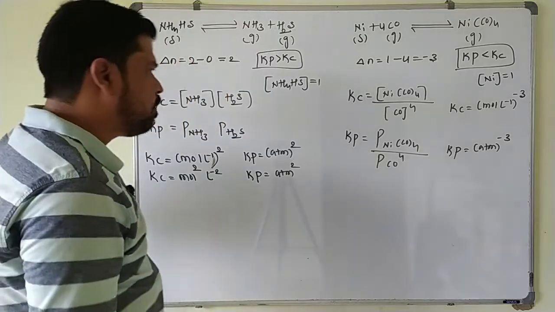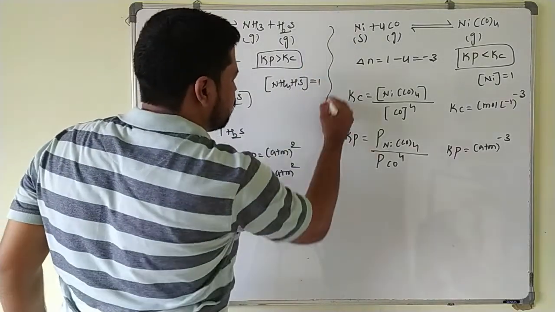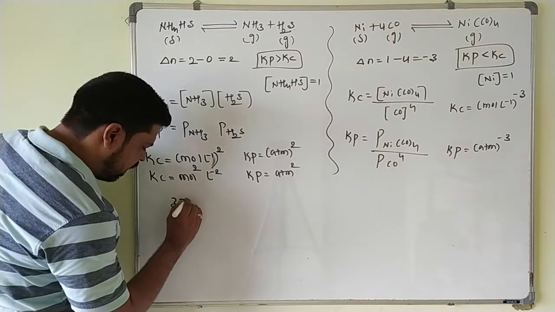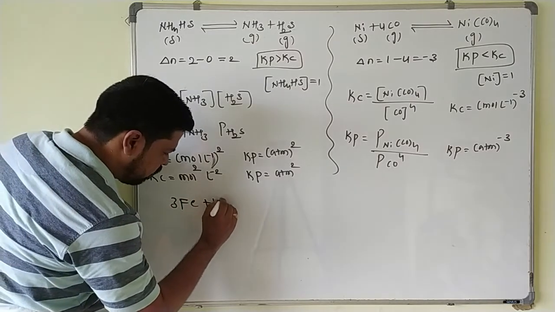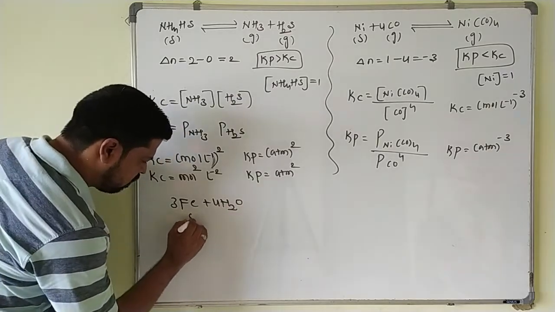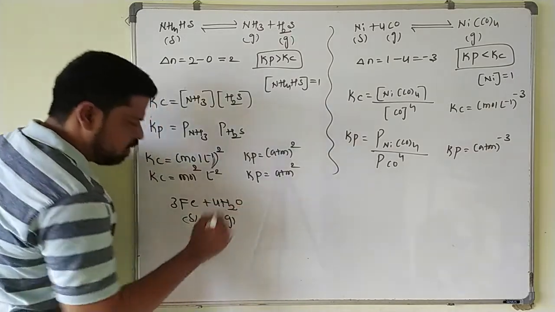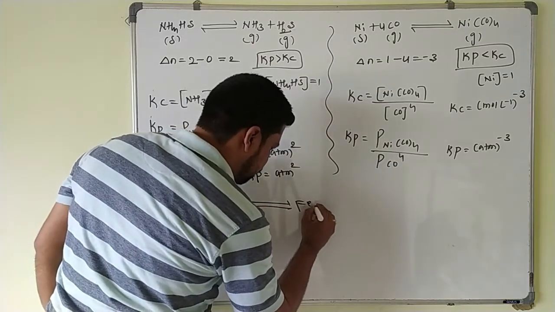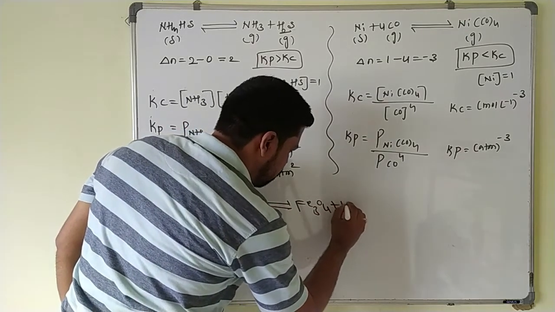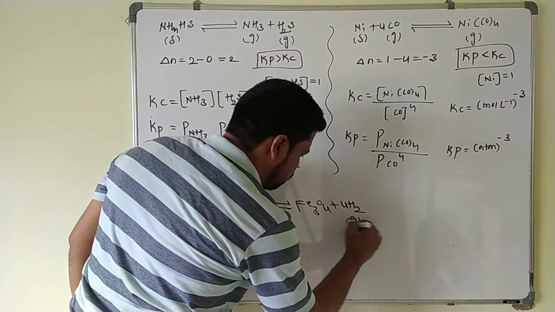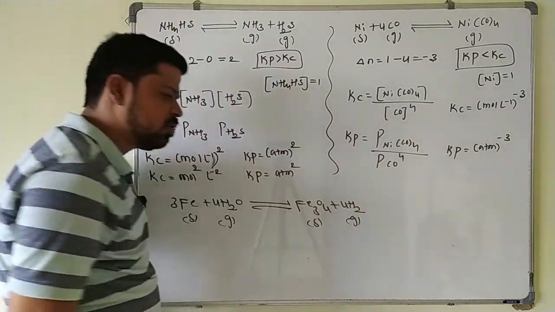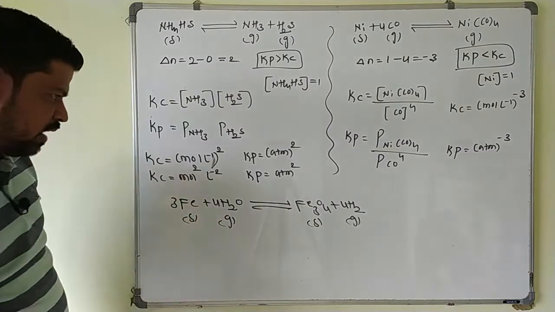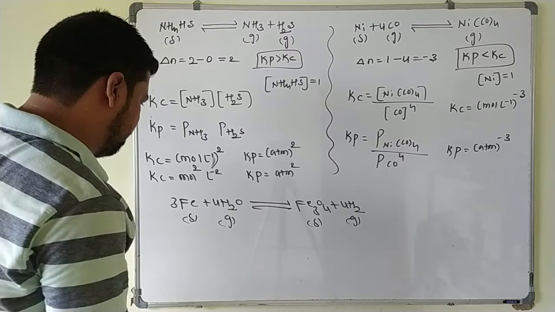So you can take another example here, that is rusting of iron. You can take 3 times of iron combines with 4 times of water. So this is solid, this is gas. So this will be forming Fe3O4 plus 4 times of H2. So this is gas and this will be solid. Now see here, solid and gas is there. Again it is an example for heterogeneous equilibrium.